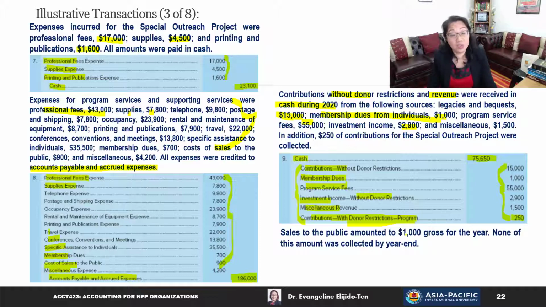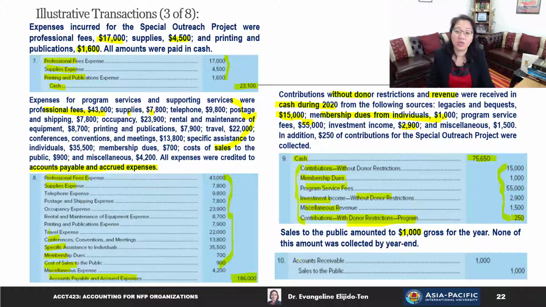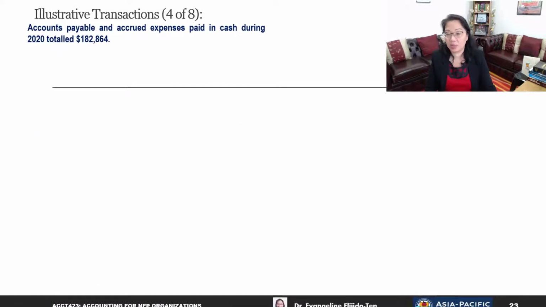Then sales to the public amounted to $1,000 gross for the year, and none of this amount was collected by year end. So sales is a revenue because it arises from an exchange transaction, but it's not collected by the end of the year. So we'll debit accounts receivable 1,000 and credit sales to the public. This is part of our revenue, 1,000.